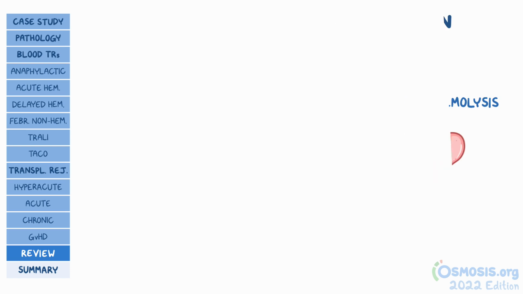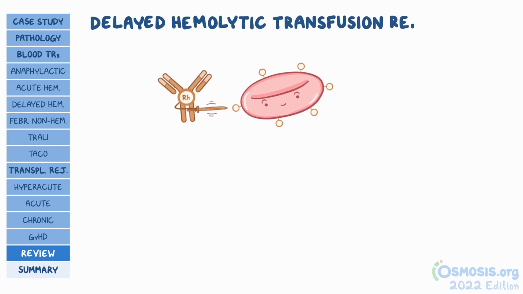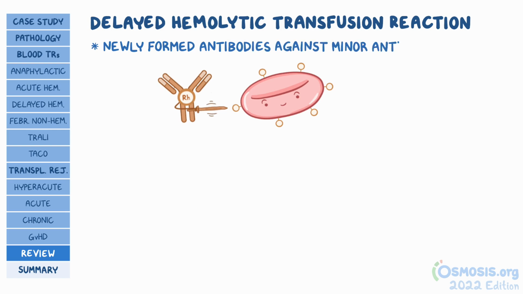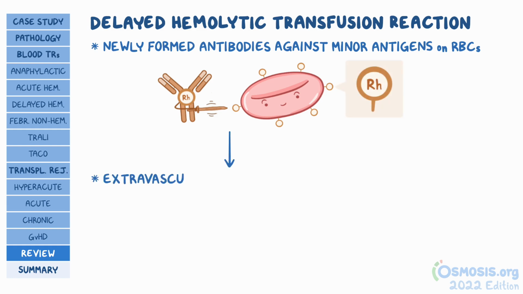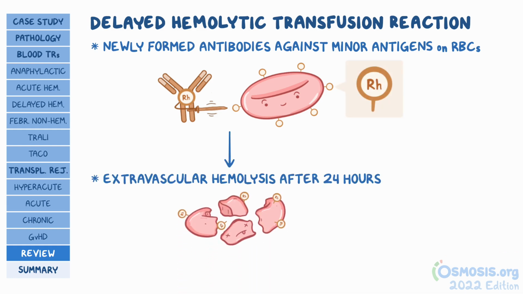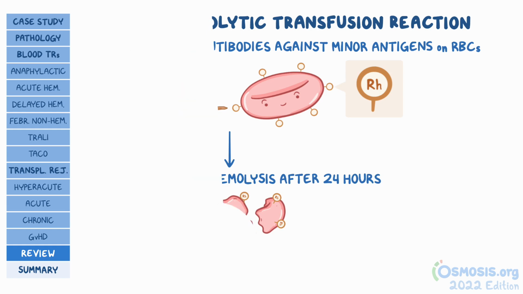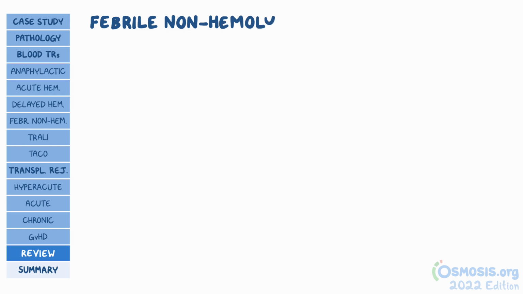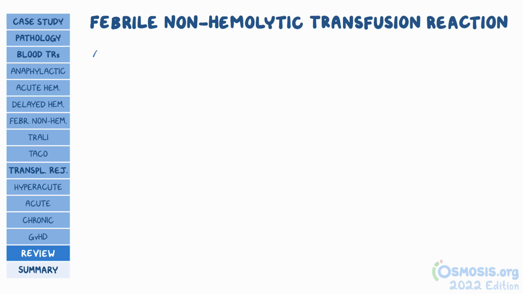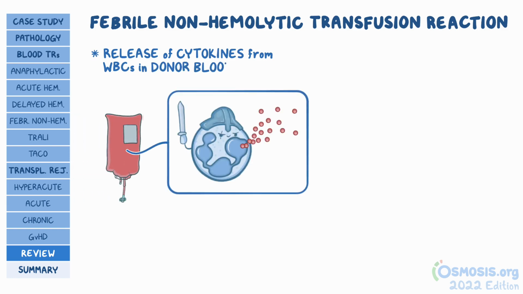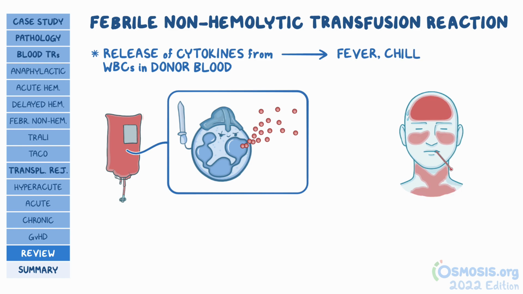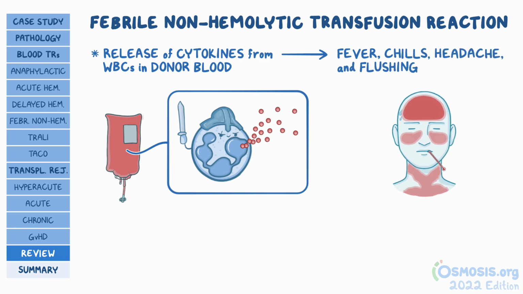On the other hand, delayed hemolytic transfusion reaction results from newly formed antibodies against minor antigens on red blood cells, like Rh, causing extravascular hemolysis after 24 hours. Febrile non-hemolytic transfusion reaction can result from the release of cytokines from white blood cells present in donor blood, causing fever, chills, headache, and flushing.